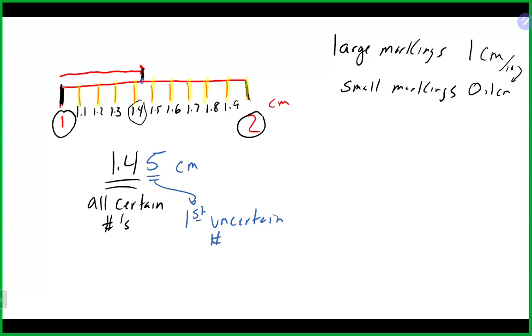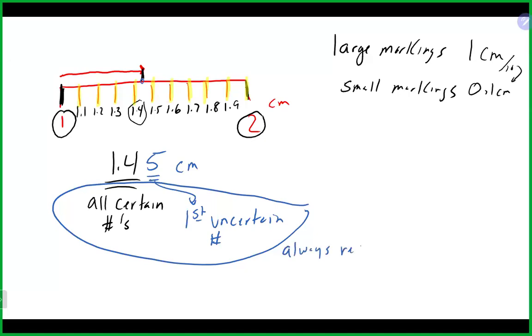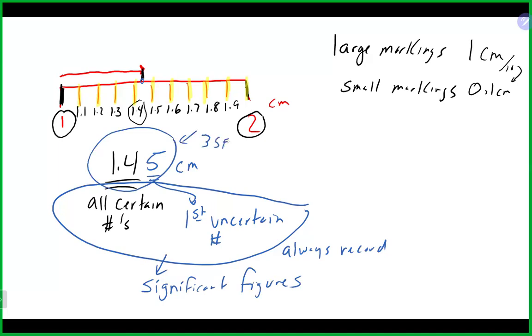When you take a measurement, you should always record all the certain numbers plus the first uncertain number. So whenever you take a measurement, these are always the things that you should record. The reason why that is really important is because these are what are commonly referred to as significant figures. That would mean that my measurement right here would have how many significant figures? This number would have 3. All these would be significant.